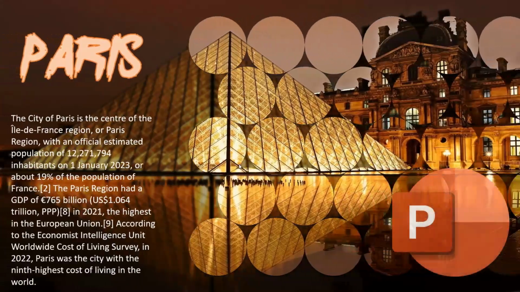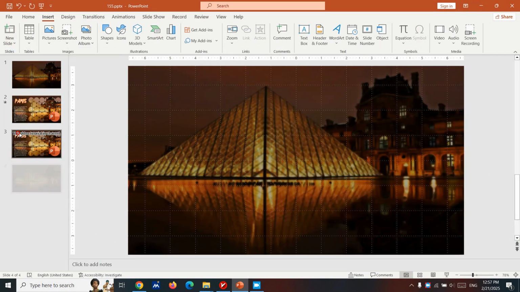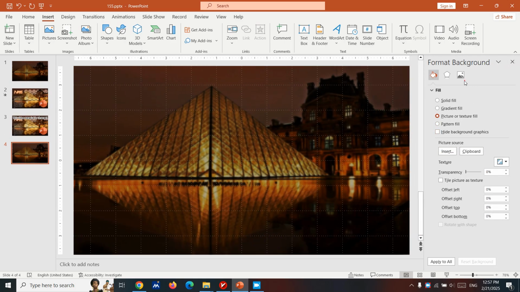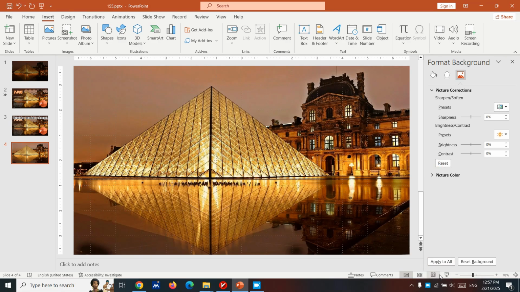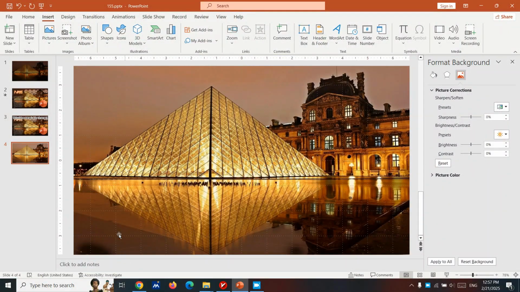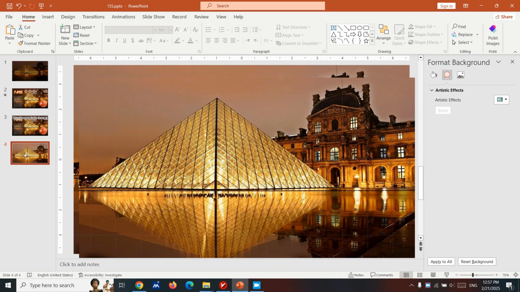Okay, let's start it. At first, we insert a new slide. You see, we have the picture in the background, but we have some modification on the picture. Let me just reset them. For us to have the real picture, we use the Print Screen key to take a screenshot of the real picture and add it here. Okay, we have the real picture now.